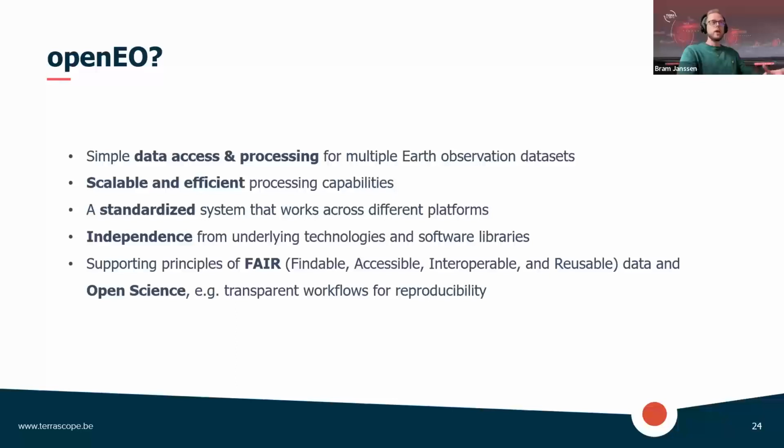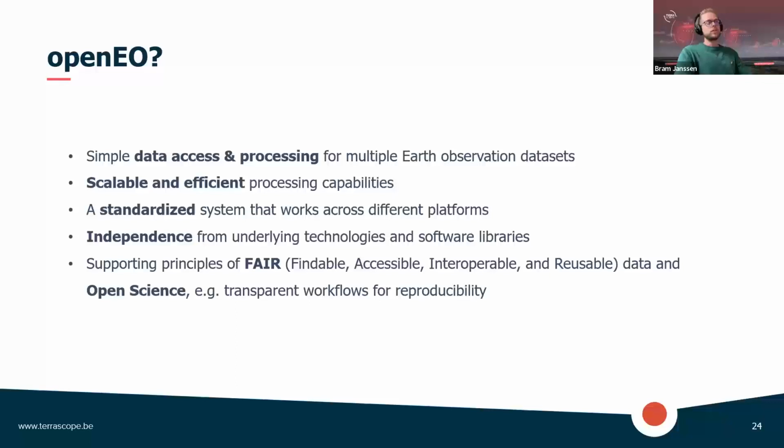It is done through an API, so it's a standardized way, which means that if an organization or a platform such as Terrascope or the Copernicus Data Space Ecosystem implements this API, you can actually move your processing workflow from one system to another. So in theory, if you build something that is working on Terrascope, you should be able to also execute the same workflow on the CDSE environment, for example.